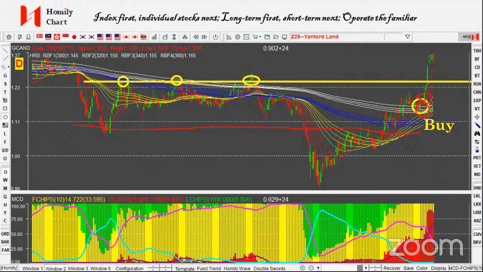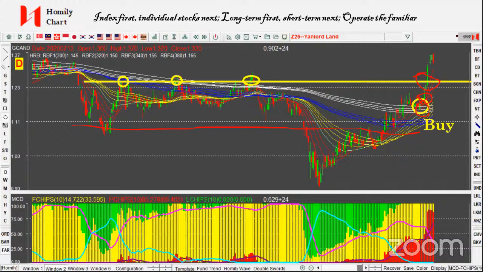Because we have energy, sufficient energy supply. And when the price reaches the resistance level here, it breaks up directly, you also can increase position. You can increase position here and then keep holding.